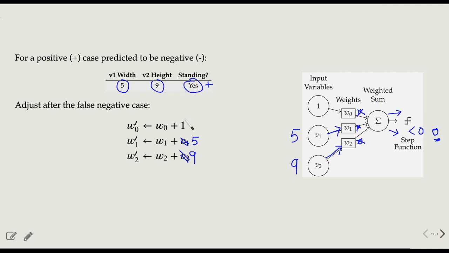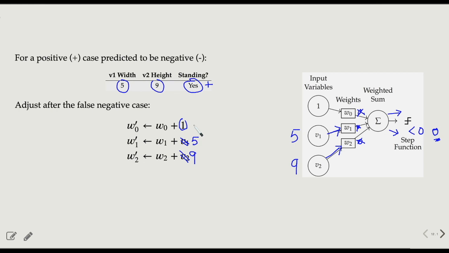So we are updating the W weights differently in this case. More weight to height, less weight to width. So this is 1. And then we also add 1 to W0 for the bias variable. In this case, it's a false negative case, so we are going to add a positive value 1 to W0.